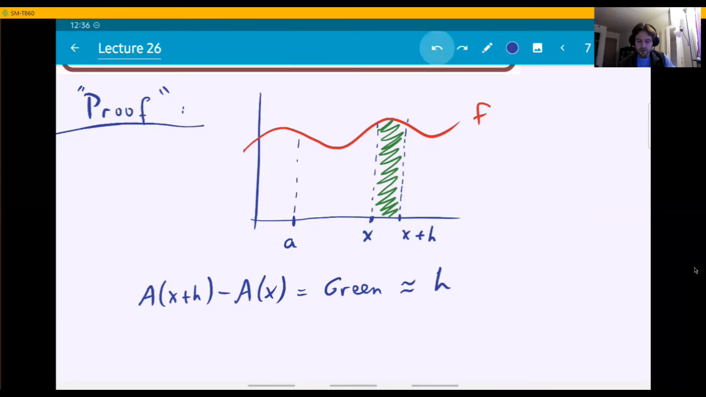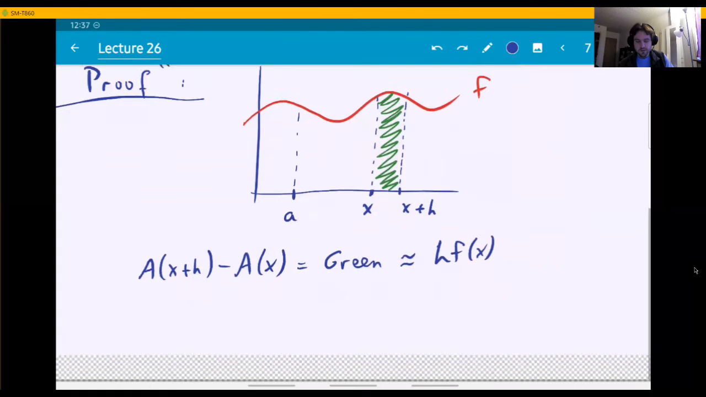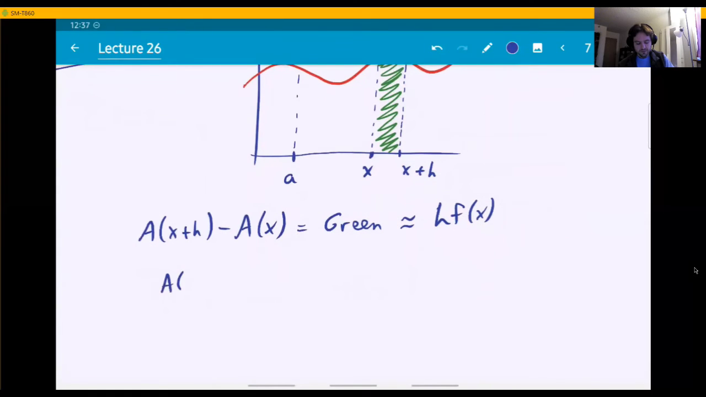Remember the point that we usually call x star. But let's consider the x itself. Let's consider f of x, which is this height right here. So this is very much approximately this area. And let's divide by h now. I hope you see where I'm going with this now. This is approximately f of x.